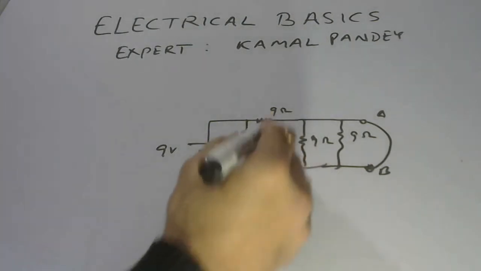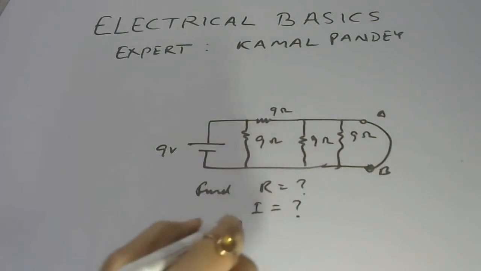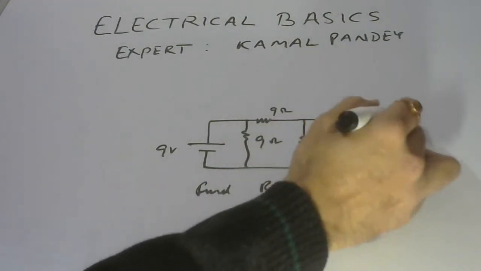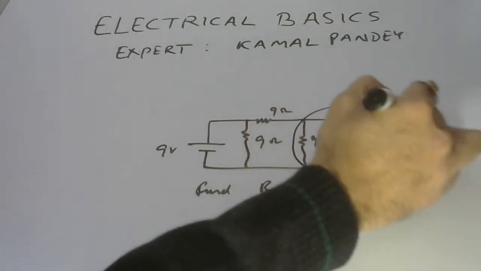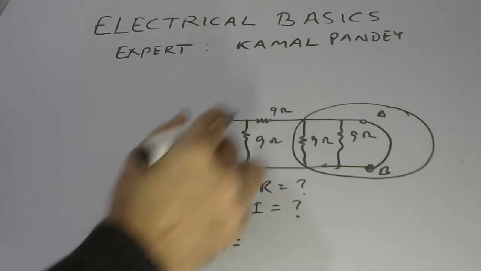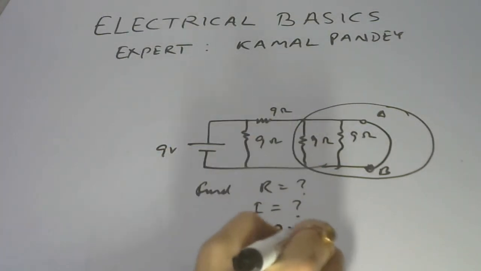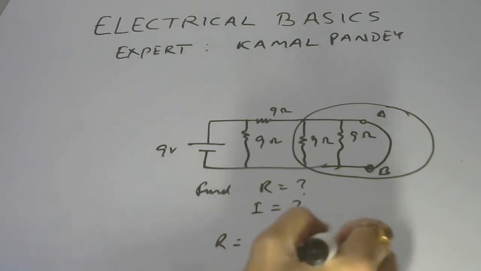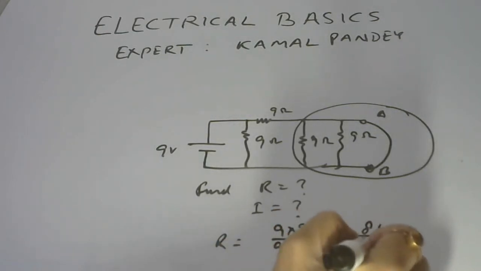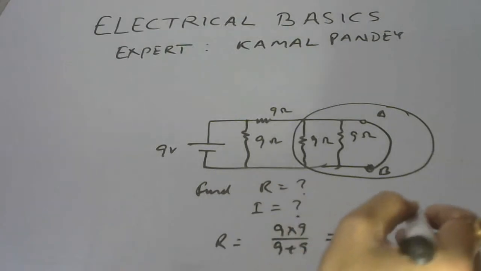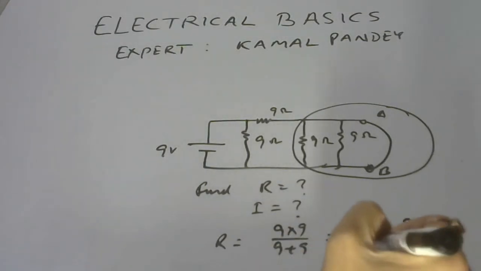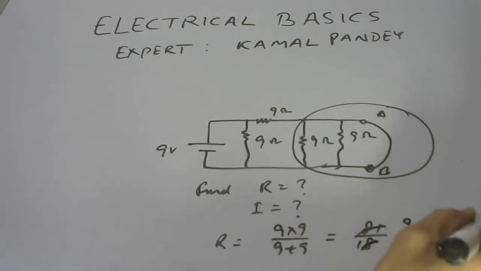Now, in this case, for the equivalent resistance, these two resistances have no use. Only 9 ohm and 9 ohm. These two resistors are connected in parallel. 9 into 9 divided by 9 plus 9. This is 81 divided by 18, or we can write 9 by 2, 4.5 ohm.